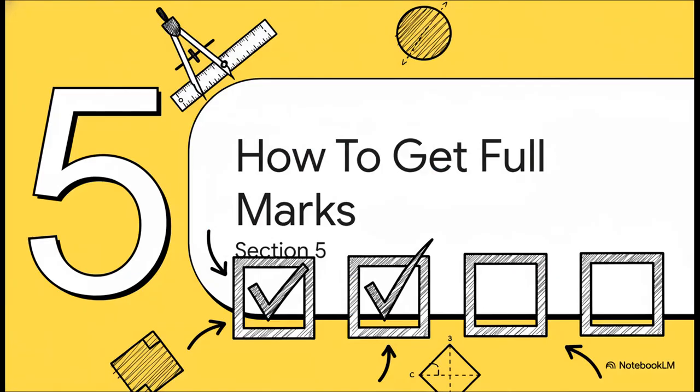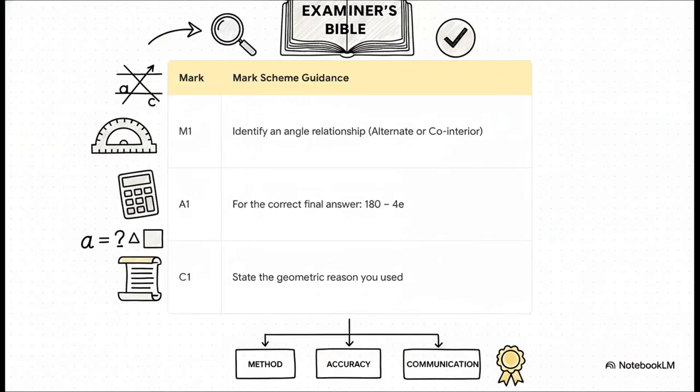Okay, section 5, how to get full marks. Because knowing the answer is one thing, but how do you actually write it all down to guarantee you get all 3 of those marks? This is the official mark scheme, and it's basically the examiner's playbook. It shows us exactly how the marks are awarded. You see M1 for method, A1 for accuracy, and C1 for communication. Let's see what you needed to write to get each one.